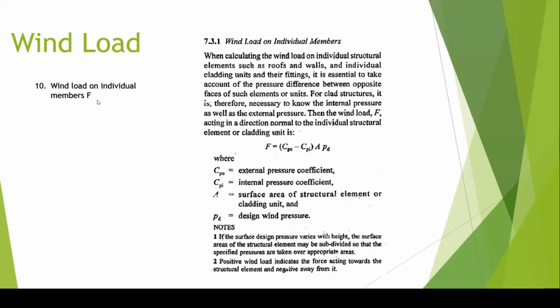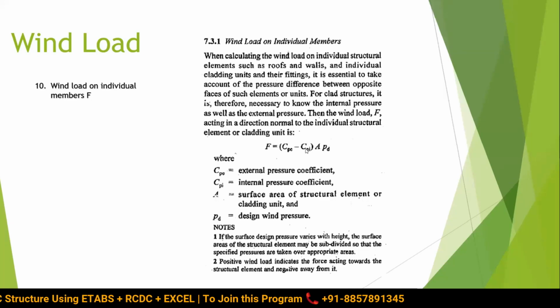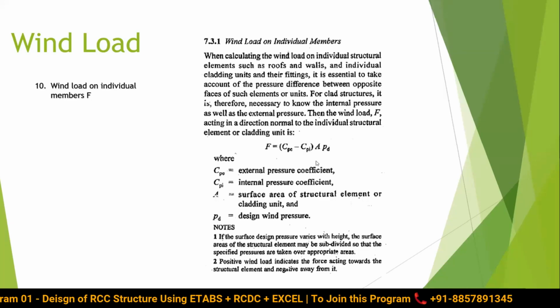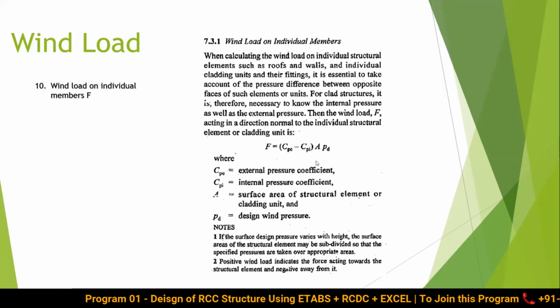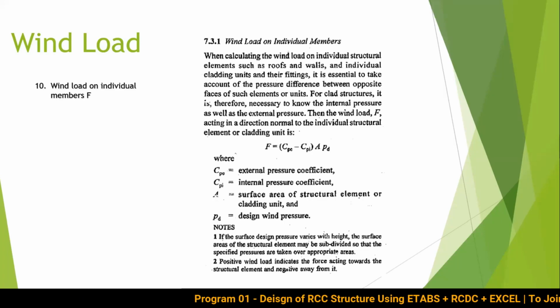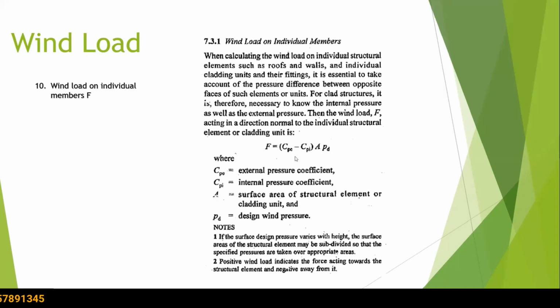Next we have the wind load on an individual member. This F, we want to calculate the force on our member. It depends on CPE minus CPI, the external and internal pressure coefficient, and the area where my force is being applied, and the pressure we have just calculated. Area will depend on my spacing of the columns, and these CPE and CPI, right now we are going to see how we can calculate that.